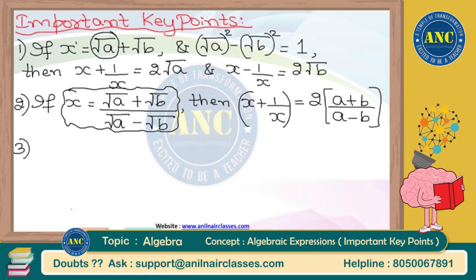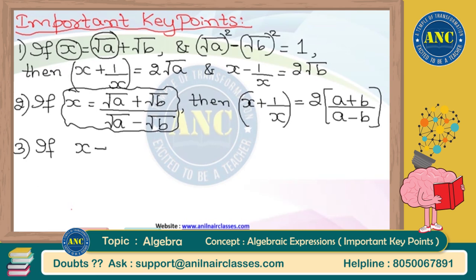Similarly, if only x is given in the question, and if root a whole squared minus root b whole squared is also satisfying as 1, then also we know how to find the value of x plus 1 by x. But in the question, if they directly give you the value of x plus 1 by x, then you don't need to calculate all these things. Or if these are given, you can calculate x plus 1 by x, and from x plus 1 by x you can calculate what else is being asked in the question. Those are all things you can easily manipulate. We have seen many questions on this.